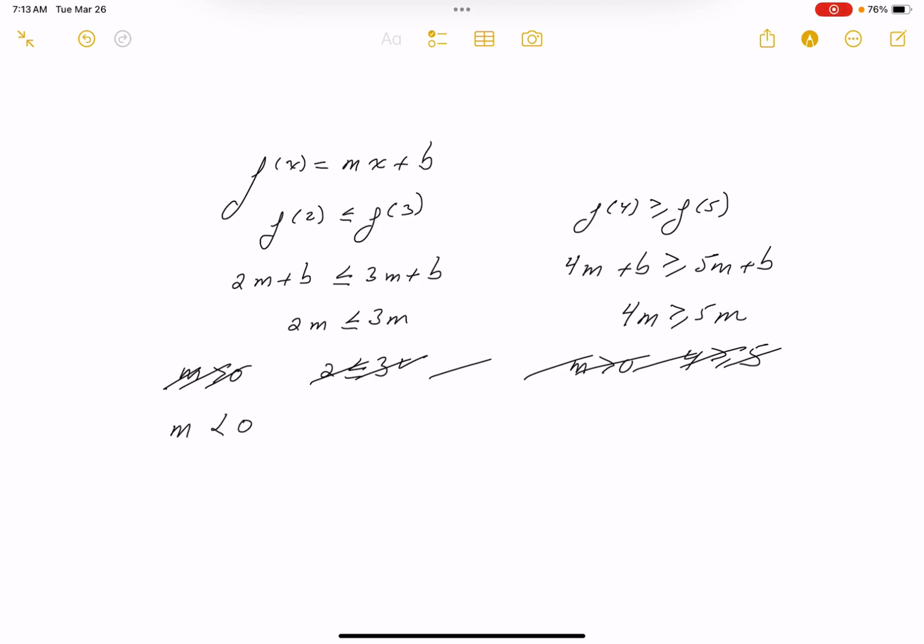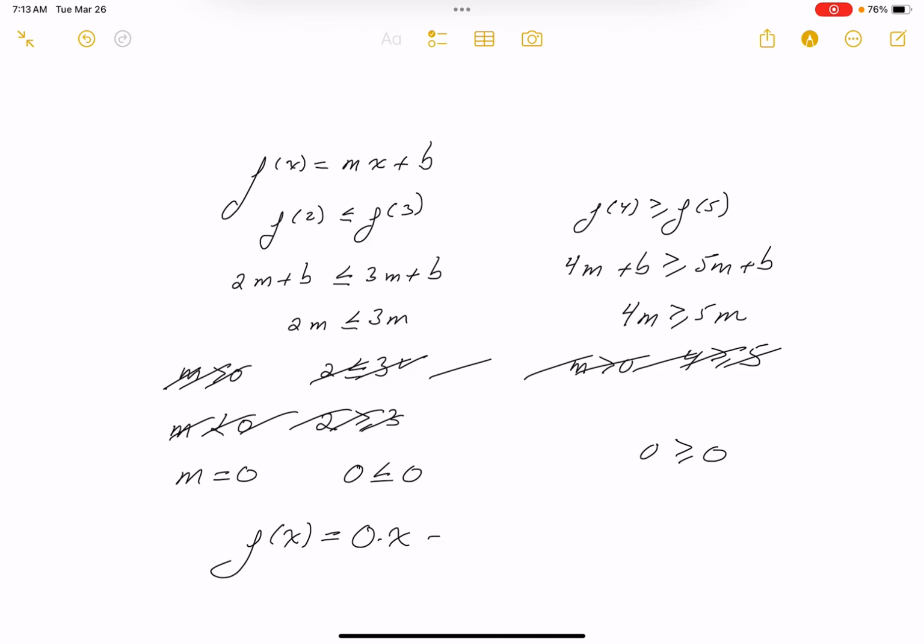Now, if m is a negative number, what do you get? If I'm dividing by a negative number, I'll still get 2 and 3, but the direction of the inequality is going to change now. Now, this automatically makes no sense, because 2 is not greater than or equal to 3. There's only one other condition that can be met, and that is m equals 0. Does that make sense? It does, because if m equals 0, what am I getting for the first inequality? 0 is less than or equal to 0. And for the second inequality, I'm getting 0 is greater than or equal to 0. So now I know what the function is. The function is f of x equals 0x plus b.